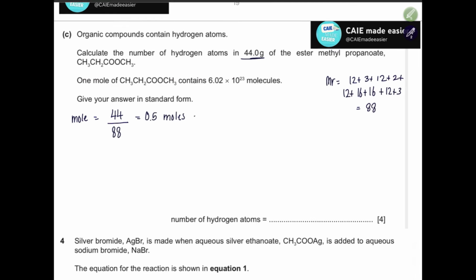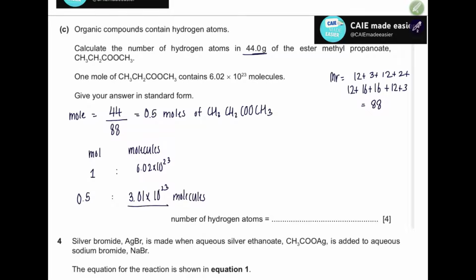Okay, so we have 0.5 moles of CH3, CH2, COO, CH3. Now we know in 1 mole how many molecules we have. We have 6.02 times 10 power 23 molecules of this ester, right? So if we have 0.5 moles, how much is that going to be? 3.01 times 10 power 23.